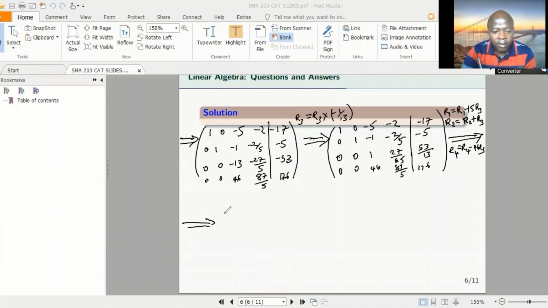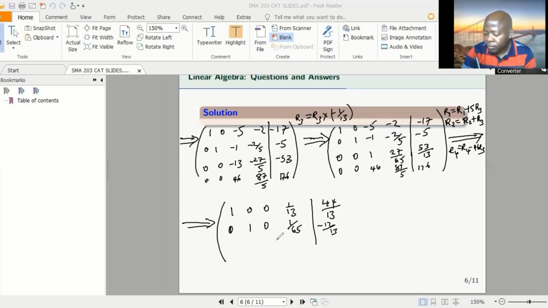When that happens, let me write what we get. So I'm getting 1, 0, 0, 1 out of 13, and 44 out of 13. We can do that one later. Then this would be, remember, 0, 1, 0, 1 out of 65. And this other one would be negative 12 out of 13. And this other one would be 0, 0, 1.